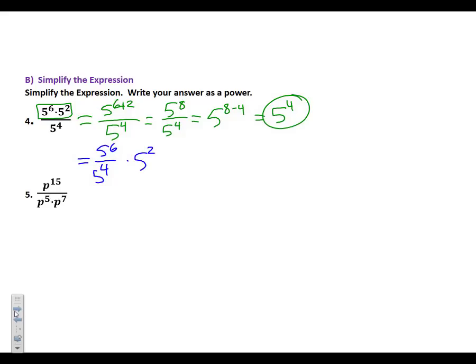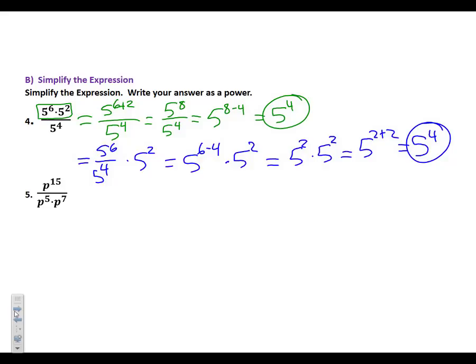Well, 5 to the 6th over 5 to the 4th becomes 5 to the 6 minus 4, times 5 squared. Well, 6 minus 4 is 2, so 5 squared times 5 squared. Now we're going to multiply, which means we're adding 2 plus 2, which again is 5 to the 4th. So we get the same exact answer no matter which way we go.